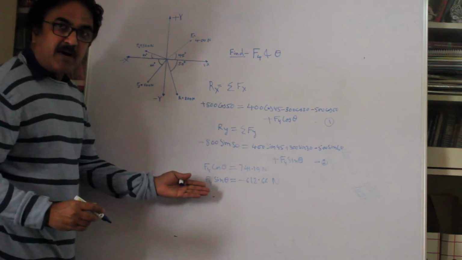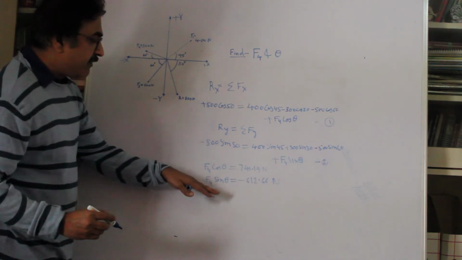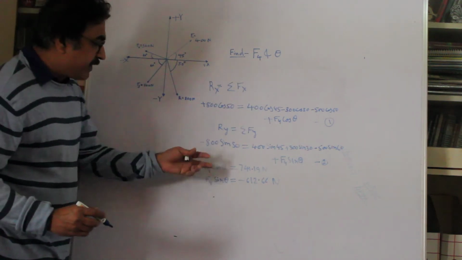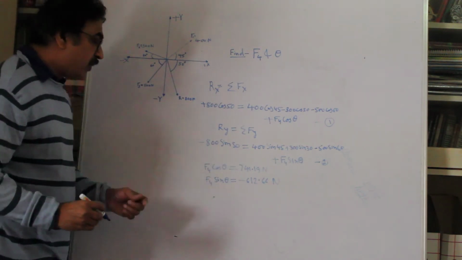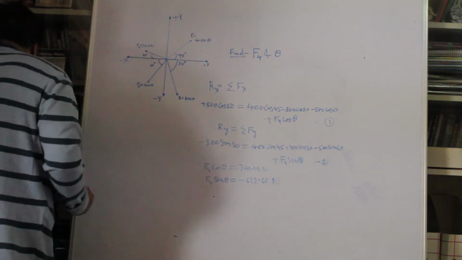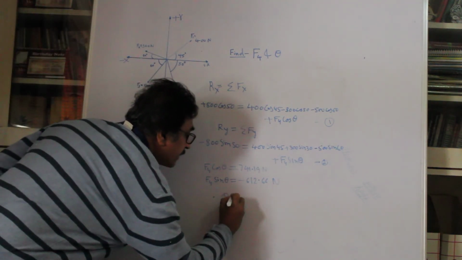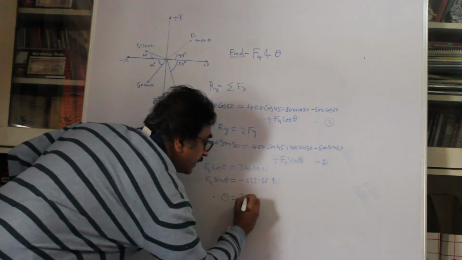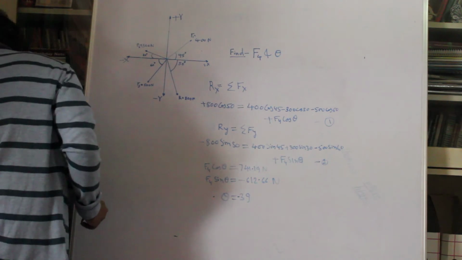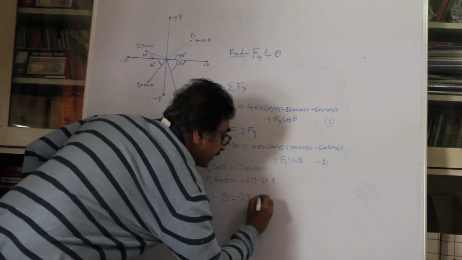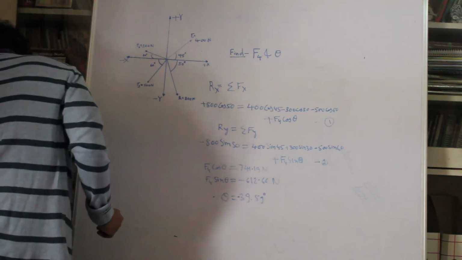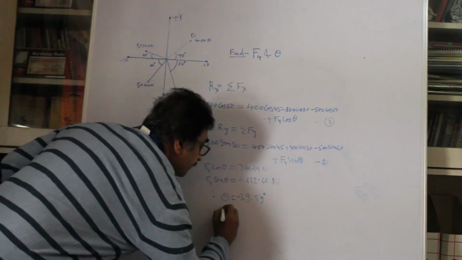And then all that you have to do, once you find this, is divide one by another. That means you can divide F4 sin theta by F4 cos theta, and F4 will get cancelled out. You find the value of theta, and you will also find the value of F4. So theta is going to be minus 39.59 degrees, but the sign doesn't matter, and F4 is 961.81.